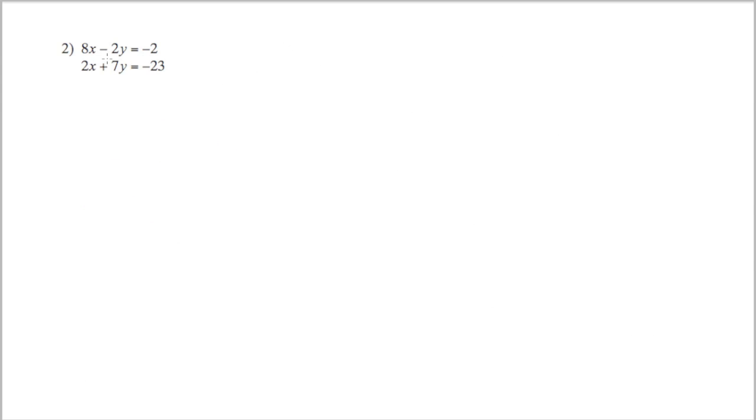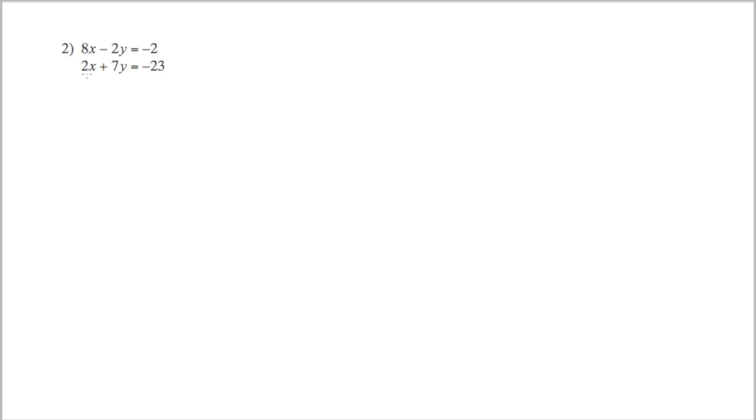Number 2, I have 8x minus 2y equals negative 2. 2x plus 7y is equal to negative 3. I need to cancel out one of the variables, so I need to choose which one I want to cancel. Do I want to cancel x or do I want to cancel y? In order to cancel, I need to find the smallest number that they both have in common.